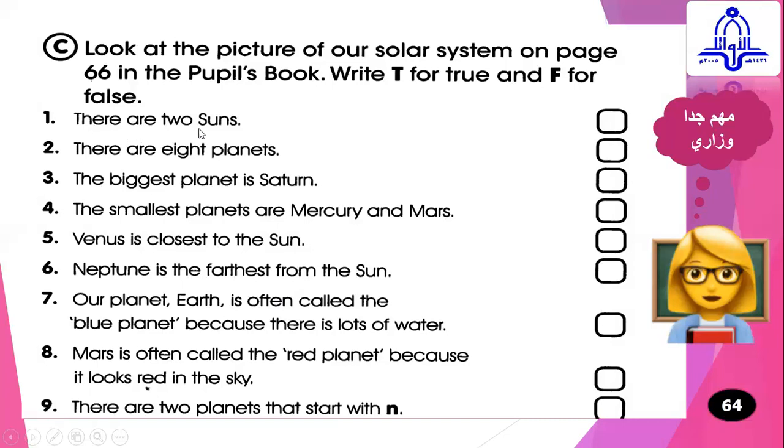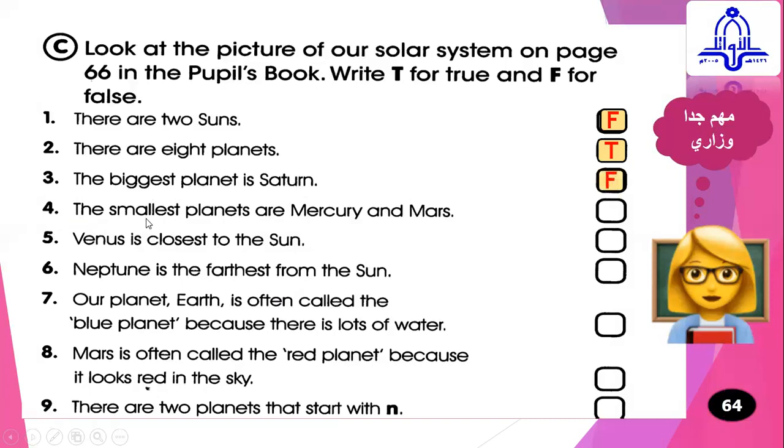Number 1, there are two suns. يوجد هنالك شمسان. When this statement is incorrect, we should write F. Number 2, there are 8 planets. This statement is correct. We have 8 planets in our solar system. So the statement is true. We should write T. Number 3, the biggest planet is Saturn. The biggest planet, أكبر الكواكب هو زحل. The statement is incorrect. The biggest one is Jupiter. So we should write F.